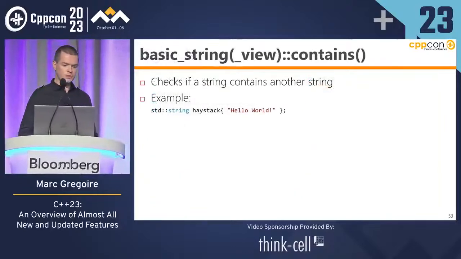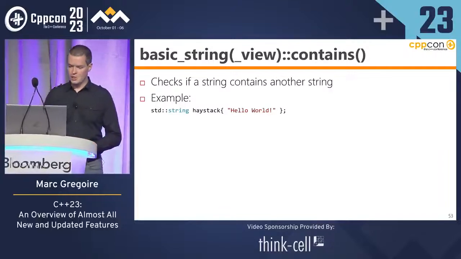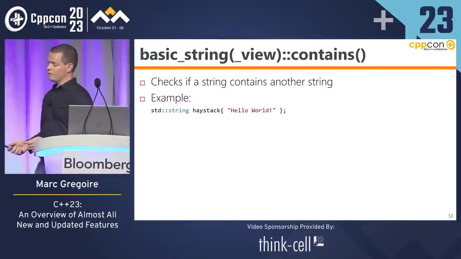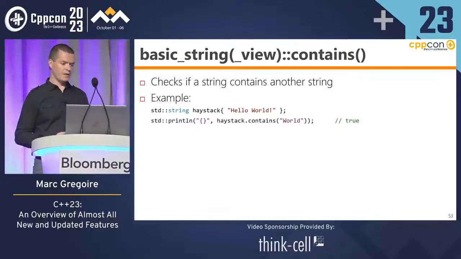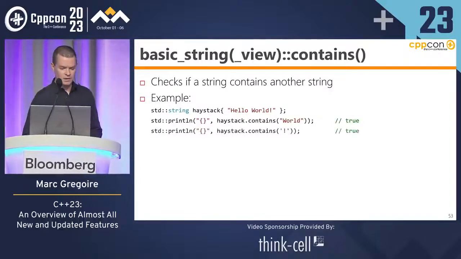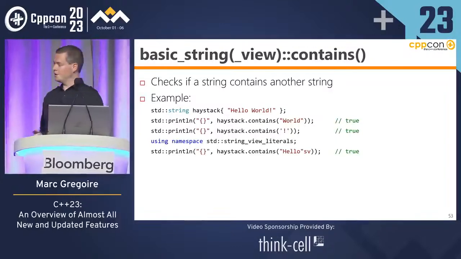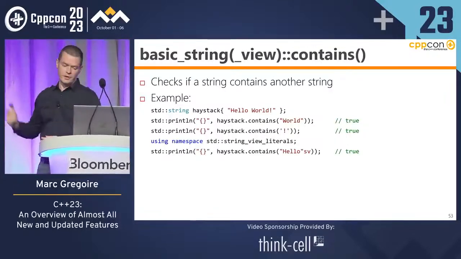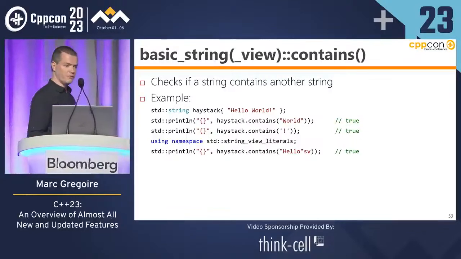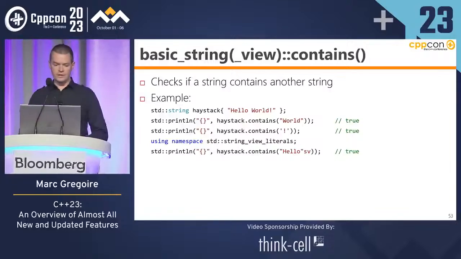This is also interesting: basic string and string view both have a new member function called contains. So now, if you have a string, you can easily check if it contains a character or another string. Here I'm checking if my haystack contains the word world, which is true in this case. Here I'm checking if it contains the character exclamation point. If you have a string view, you can also check whether that is contained in your string. So there is no more need to use find and then compare the result of your find function with the end iterator.